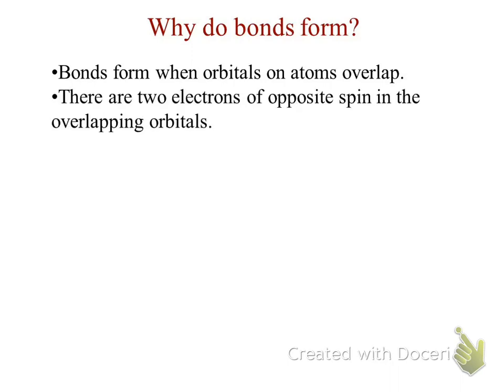But there are two electrons of opposite spin in the overlapping orbitals. Basically, that goes back to our Pauli exclusion principle. In order for two electrons to inhabit the same space, they have to have what's called opposite spin. Does that mean that they're actually spinning in opposite directions? Not necessarily, but it's a way for them to cohabitate within the same space without repelling each other so far apart.